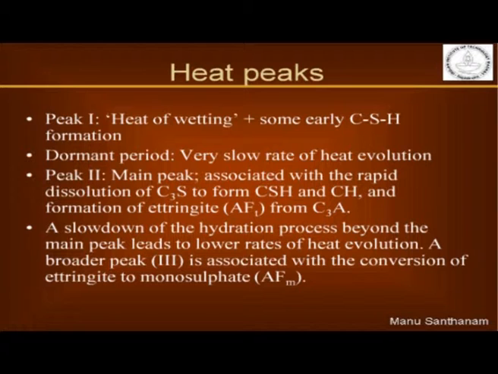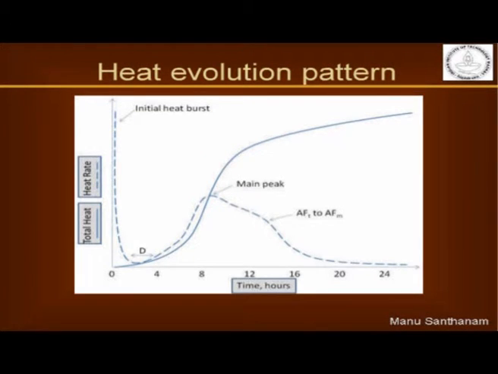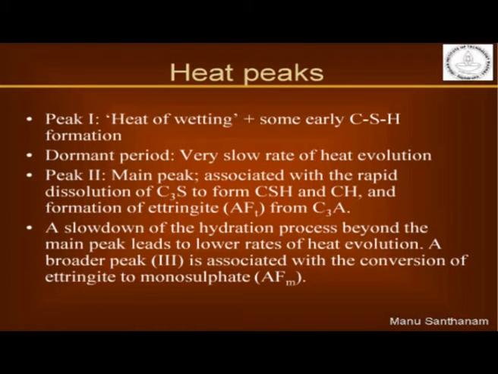Now this peak 2 or main peak, which I showed you in this graph, is basically the peak which is associated with rapid dissolution of C3S to form calcium silicate hydrate and calcium hydroxide. Please remember, in cement chemistry, C is calcium oxide, S is silicon dioxide, and H is water. Okay. So when I say CSH, it is some mixture of calcium oxide, silicon dioxide, and water. When I say CH, it is actually calcium hydroxide.